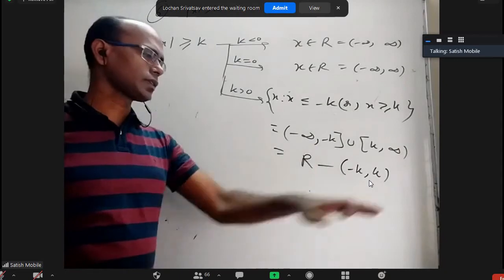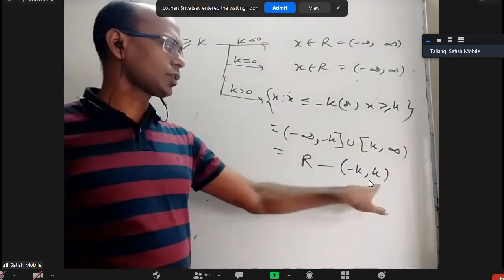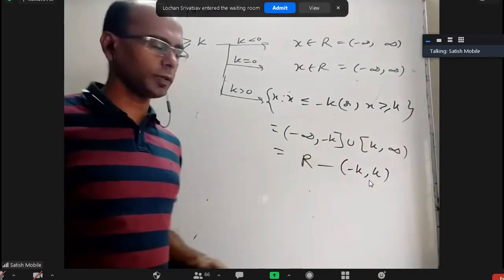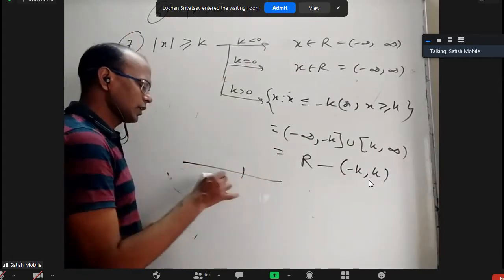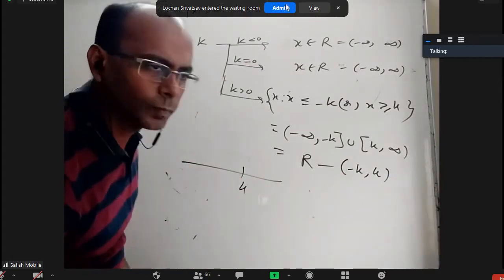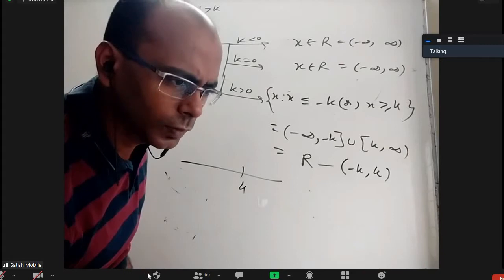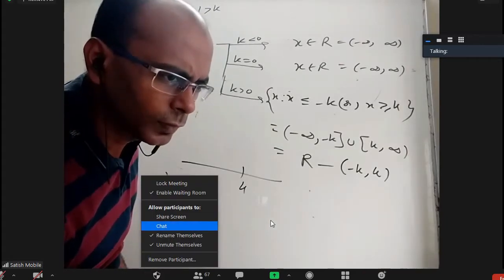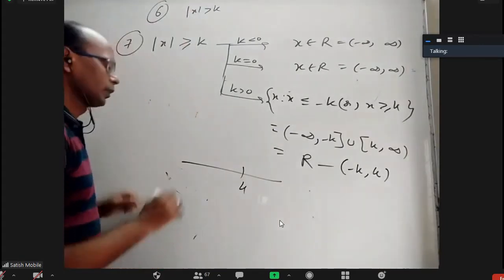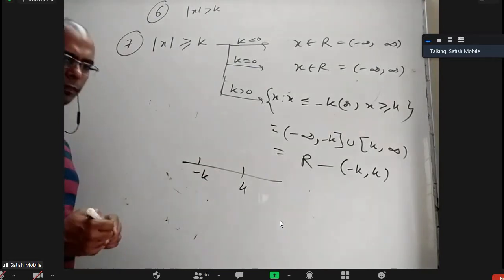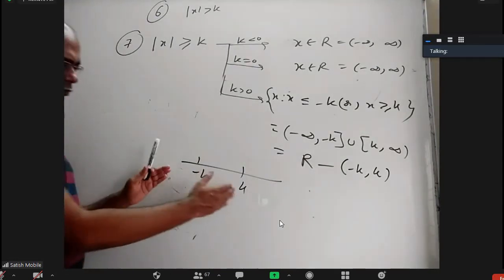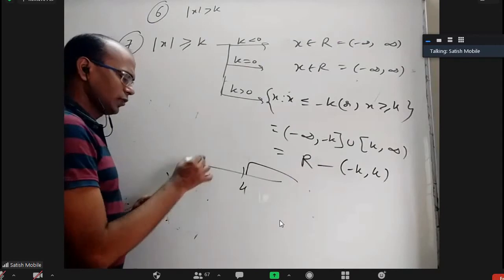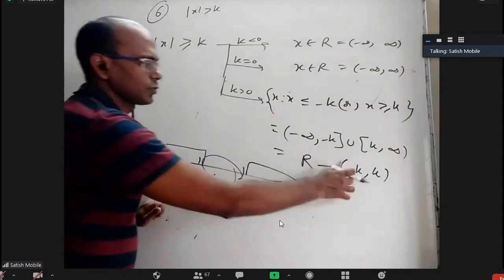From minus infinity to minus k everything is okay. If you want k, you should not remove it here. If you want minus k, you should not remove it here. So basically k is here and minus k is here. We want beyond k, and all these numbers before minus k, we don't want this. I remove this. You can write like this.